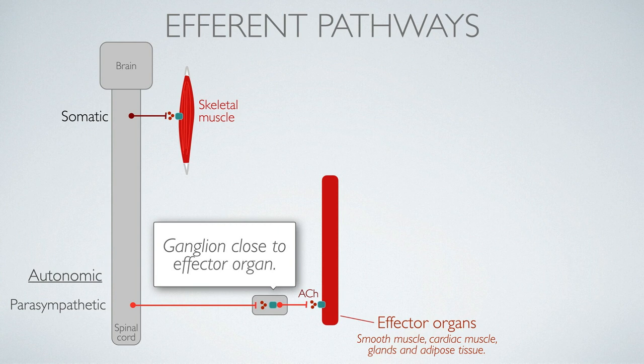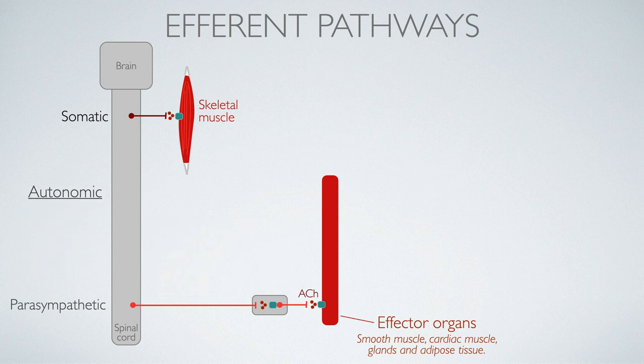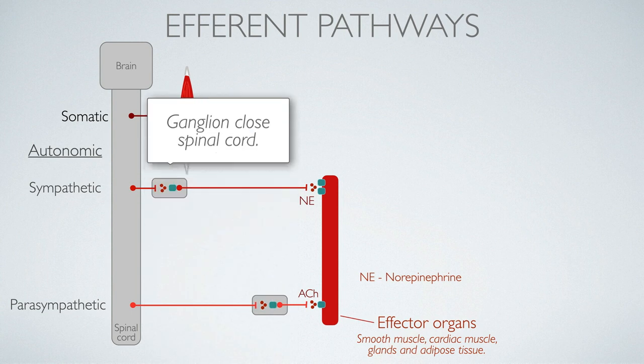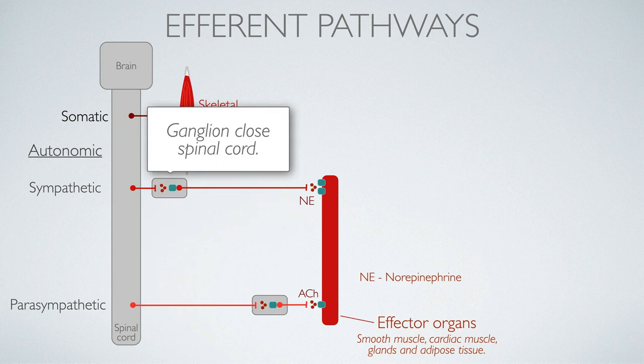What other autonomic pathways exist? Well, parasympathetic pathways are the ones that are active when you are relaxed. The other two are active when you're not, when you're either stressed out or really active or both. The first is called the sympathetic pathway. They also have a ganglion, but the ganglion is positioned close to the spinal cord. And the neurotransmitter that emerges from the second neuron is called norepinephrine.